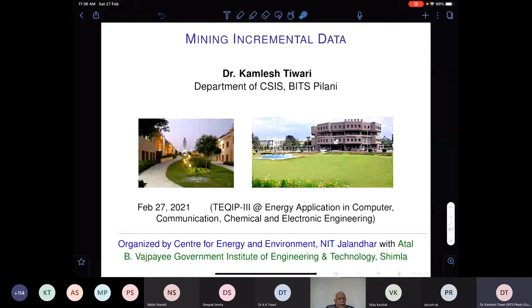Is the slide changing or not? I think the slide is not changing. Why is it not changing?